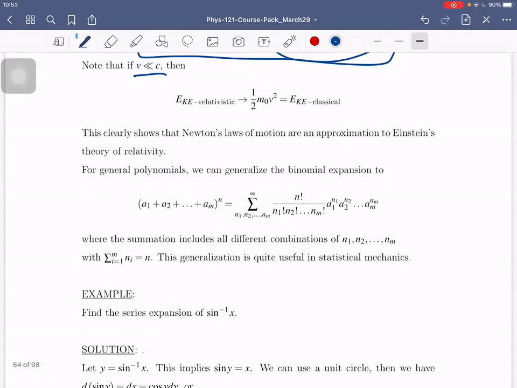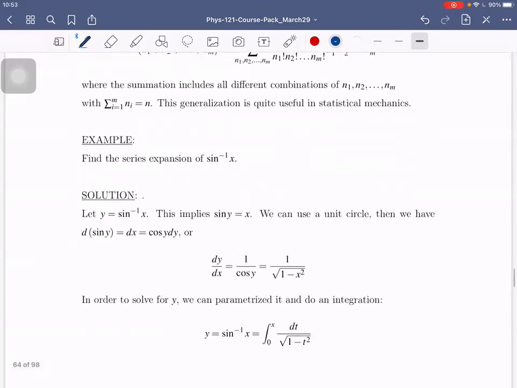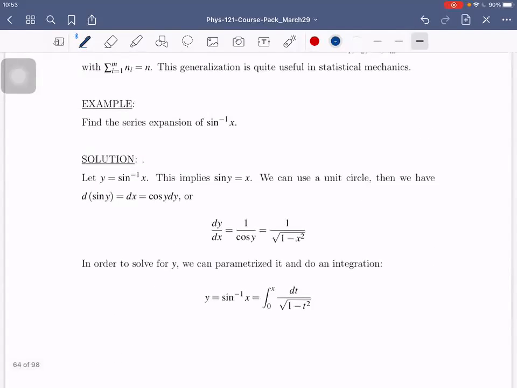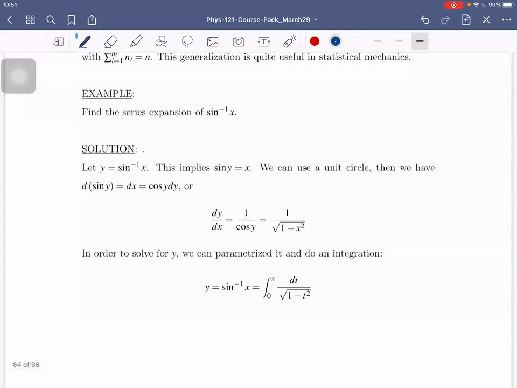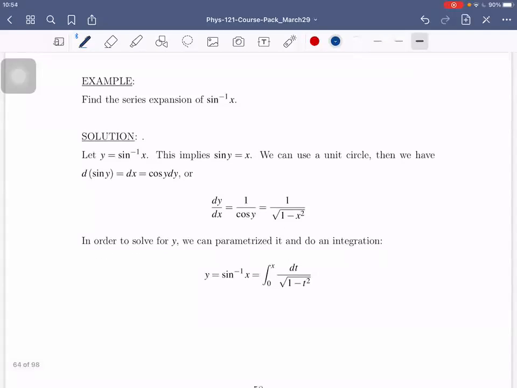So we have some more here. For example, this is the inverse sine. So yeah, let's do this kasi so far nag-discuss na natin trigo function. So let's find the series expansion for inverse sine of x. So in this case, we have to let some variable kasi wala naman tayong explicit definition for that. So let y is equal to the inverse sine of x, and this implies that sine of y is equal to x. Okay?